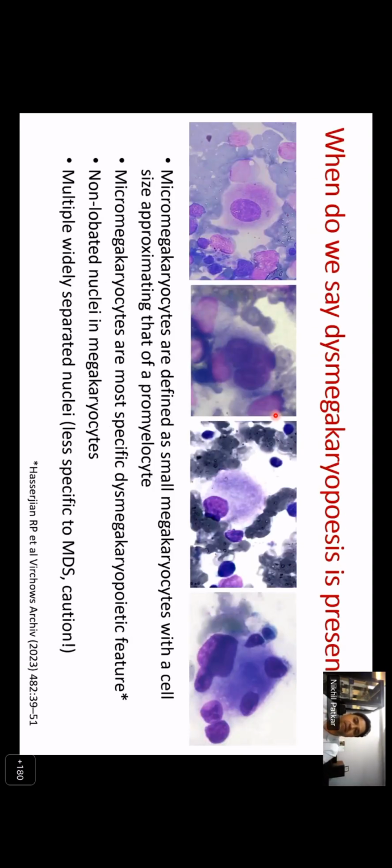So when do we say this megakaryopoiesis is present? The sine qua non of calling something a micromegakaryocyte is to show that the megakaryocyte is really small in size, a cell size approximating that of a largest promyelocyte. All right. Micromegakaryocytes are the most specific dysmegakaryopoietic features. This is a reference which shows you from where the statement is made.